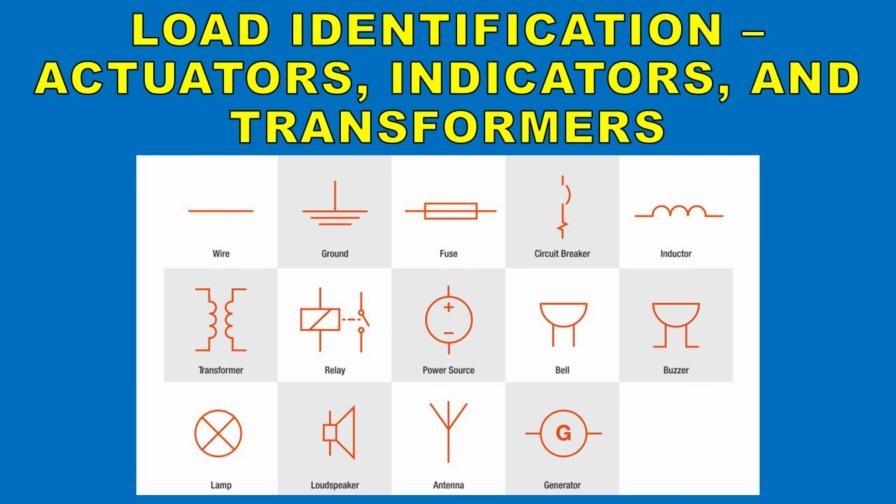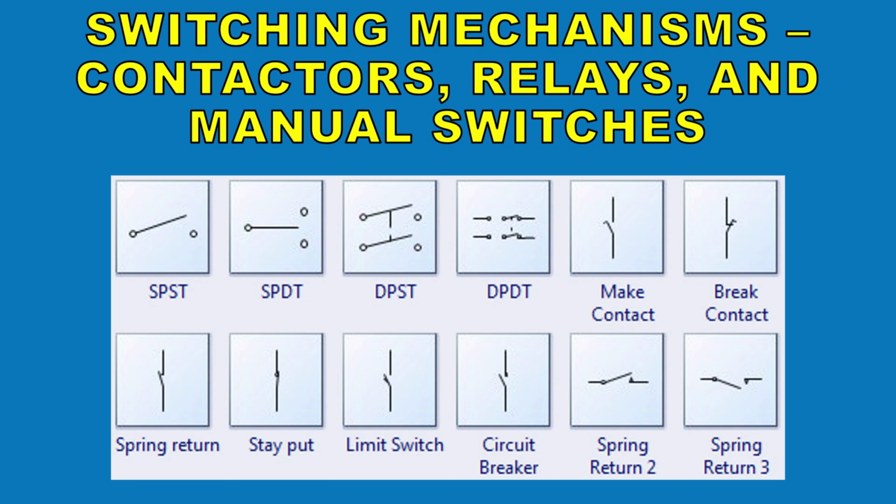Common loads include motors, resistive heating elements, solenoids, and indicator lamps. Proper load identification ensures precise circuit functionality assessment. Control elements such as push-button switches, relays, and contactors modulate circuit operation. These components dictate electrical state transitions based on input conditions and logic sequencing.